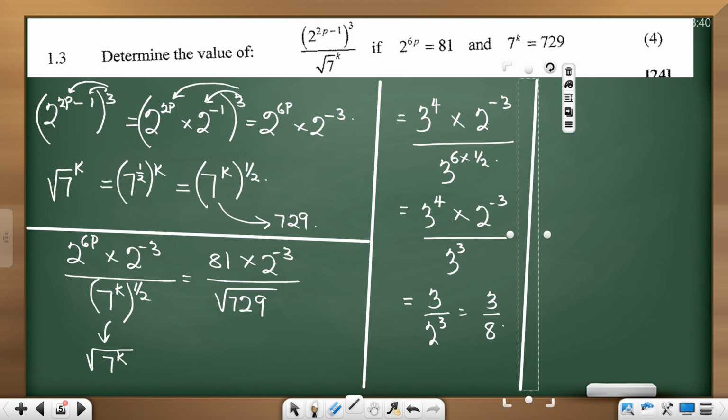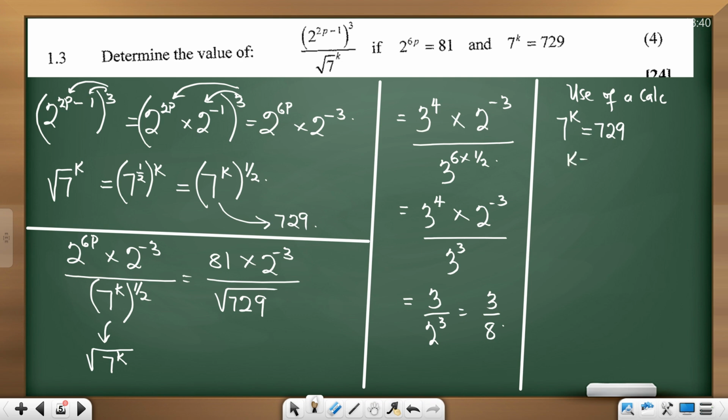Because they did not restrict me, if you're smart. Because they did not restrict me, check. Use of a calculator. They made a mistake. Maybe they forgot to type it. This is what I would have done. 7 to the power k. Let's be smart, and they cannot penalize you. What is k?